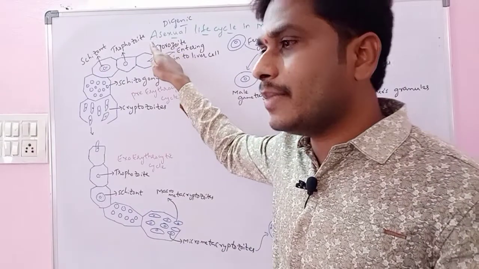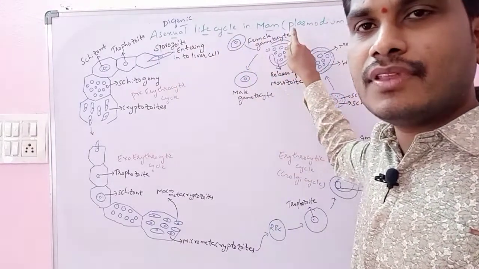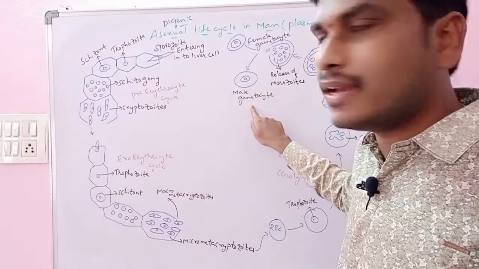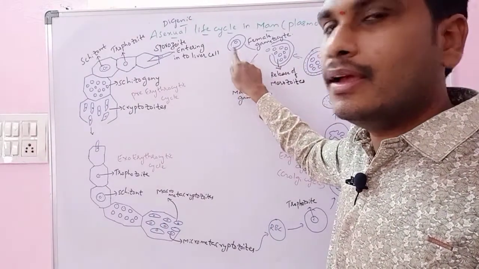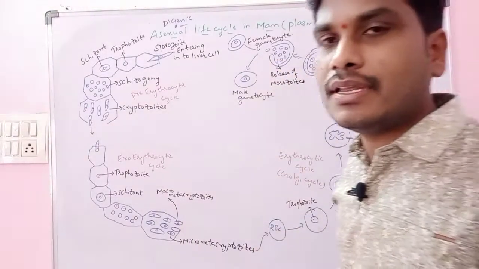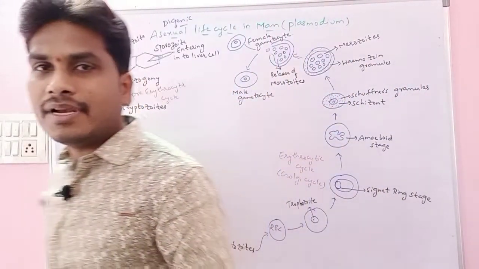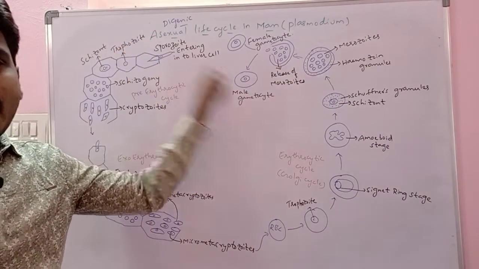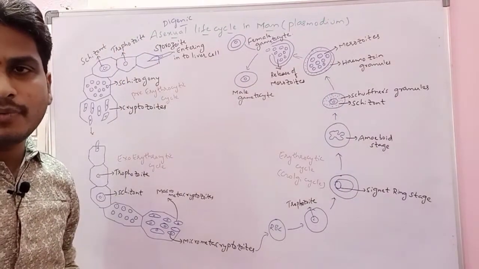By the asexual life cycle of the Plasmodium in the human being, lastly what are we getting? Male gametocyte we are getting, female gametocyte we are getting. Starting is trophozoite, the last stage we get is male and female gametocyte. This is the complete thing about the asexual life cycle in man by the Plasmodium, right?